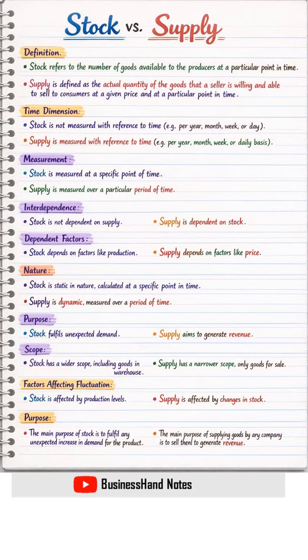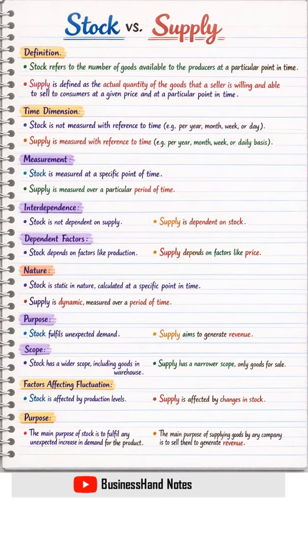Difference between stock and supply. Stock refers to the total quantity of goods available with producers at a particular point in time, regardless of whether those goods are meant for immediate sale or are stored for future use. Supply, in contrast, refers to the actual quantity of goods that sellers are willing and able to offer for sale to consumers at a given price and at a specific point in time.